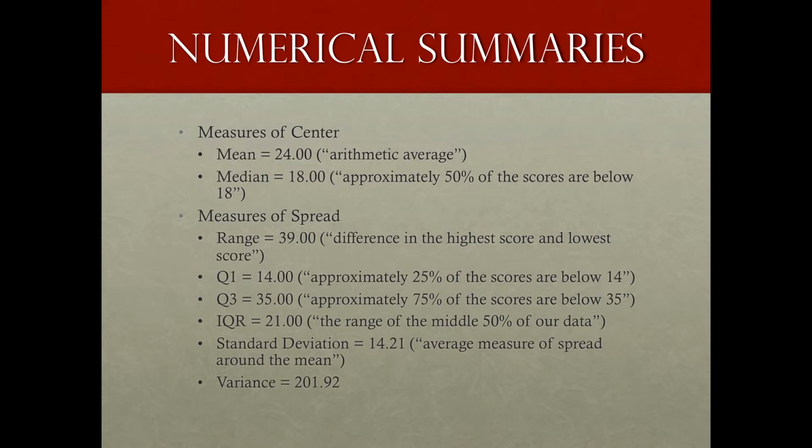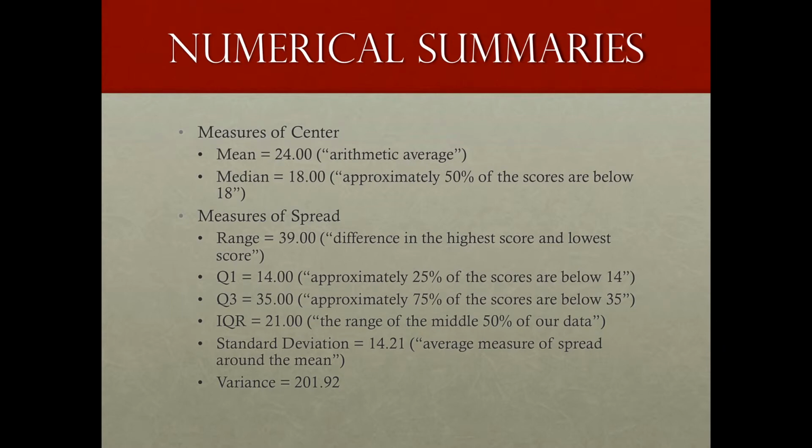Something you need to point out to students is that statisticians seem to be obsessed with percent below. For example, your median is 18. It's an equivalent statement to say that approximately 50% of the scores are below 18, as it is to say approximately 50% of the scores are above 18. But we prefer to report location in terms of approximate percentage of scores below.